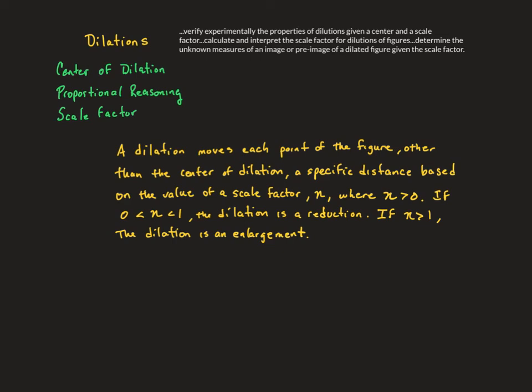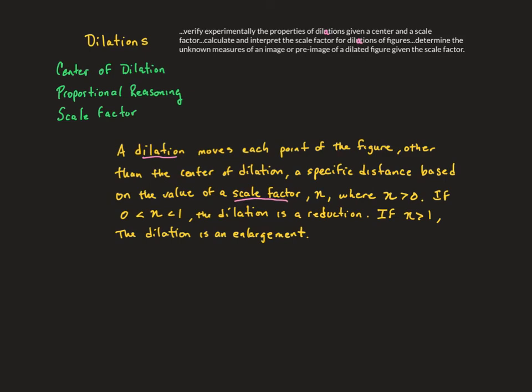So looking at dilations, we wanted to verify experimentally the properties of dilations. Given the center and the scale factor, calculate and interpret the scale factor for those dilations of figures, and then determine the unknown measures of an image or pre-image of a dilated figure given the scale factor. And just remember that a dilation moves every point of a figure other than the center of dilation a specific distance based on a scale factor.